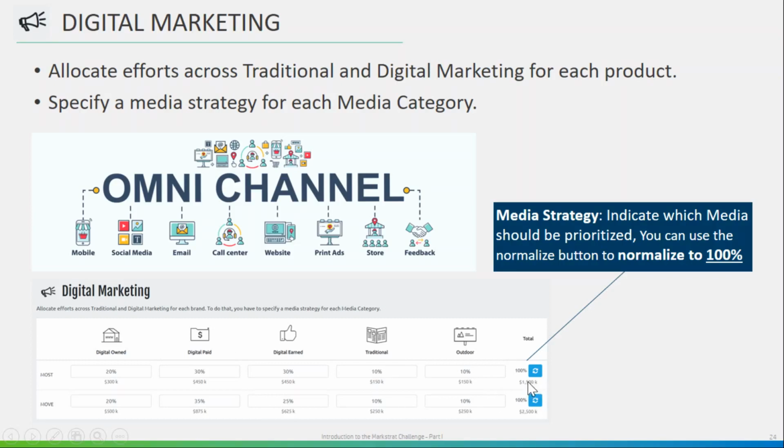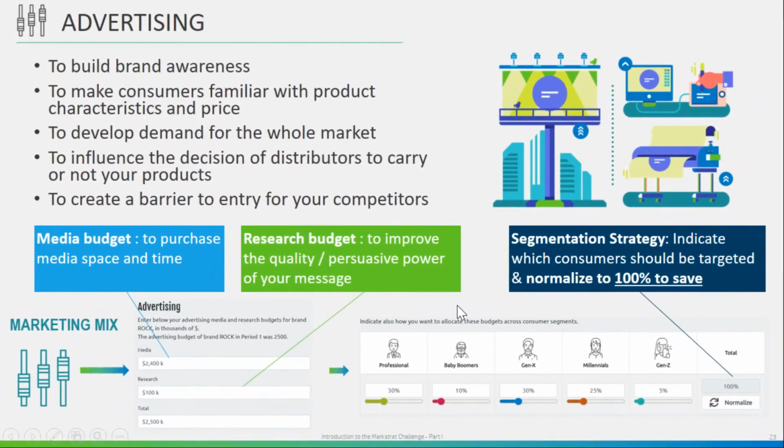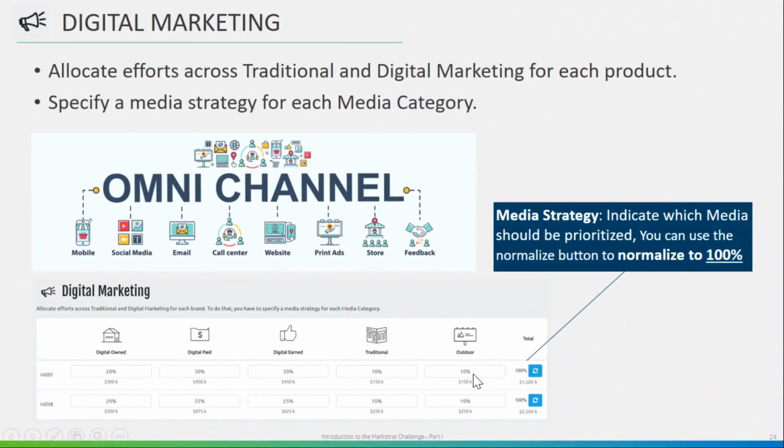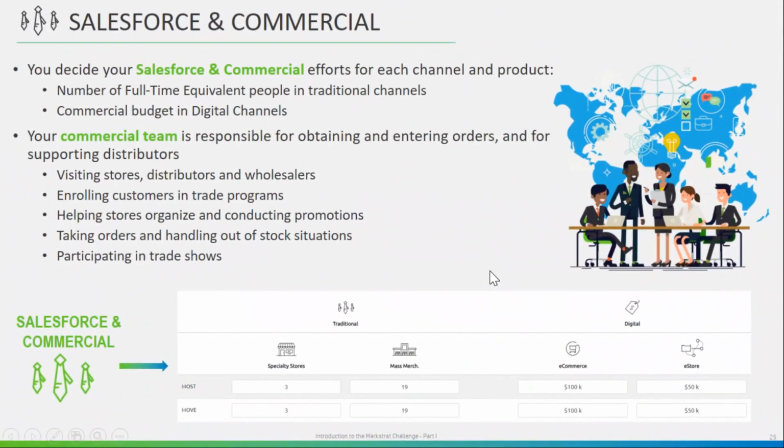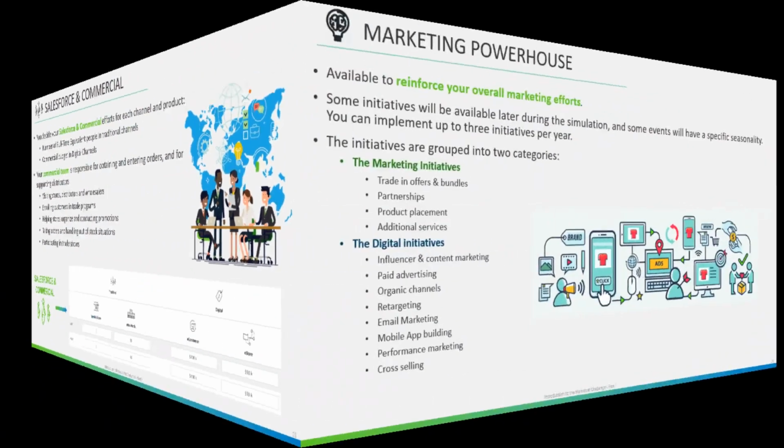So this number here, the 1500K, is the number you put in for advertising media on the previous screen. And so just know that. And so you're going to break this down based on percentages. Salesforce, again, you are selling your products to retailers. And so you need to decide how many salespeople you need in each of the channels. And for digital, you need to decide how much money you're going to spend, focusing on those digital channels or those online channels as well.